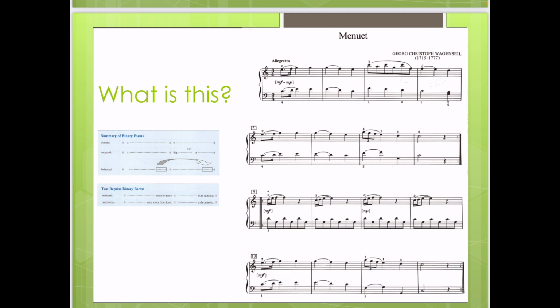Count up your number of bars of the first half. Count up your number of bars in the second half. Look at the interior cadence. That would be bar 8 at the double bar. Look at the melodic structures. See if you can figure this one out on your own. So go ahead and stop the recording now. When you're finished with your answer, then move to the next slide.